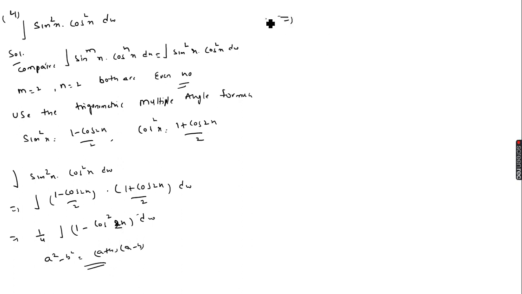And next it can be written as 1 by 4 into 1 minus cos square 2x. The cos square 2x is nothing but cos square x. How to write cos square x? That is nothing but 1 plus cos 2x by 2. So cos square 2x can be written as 1 plus cos of 2 into 2x by 2, into dx.